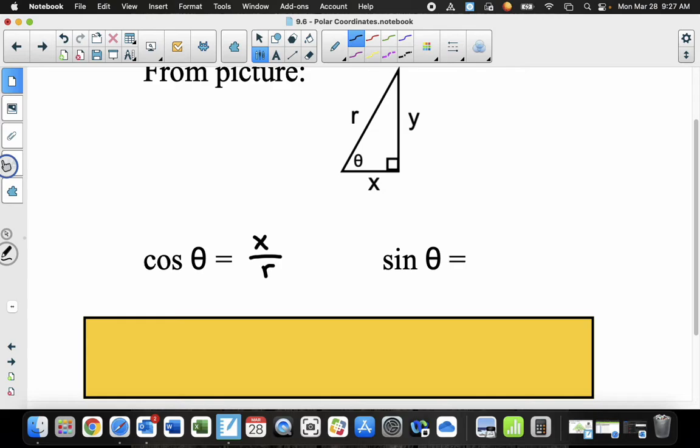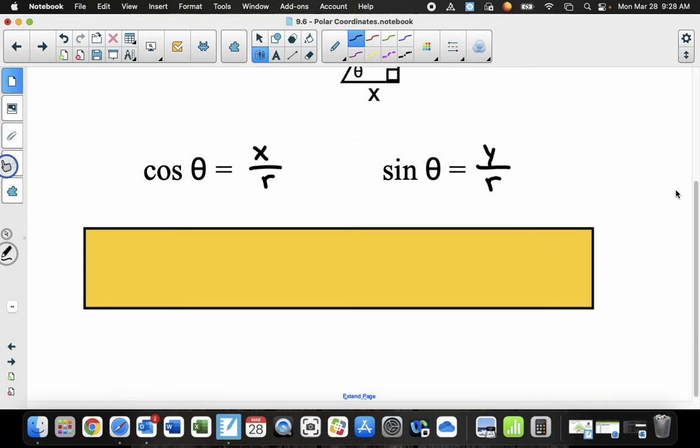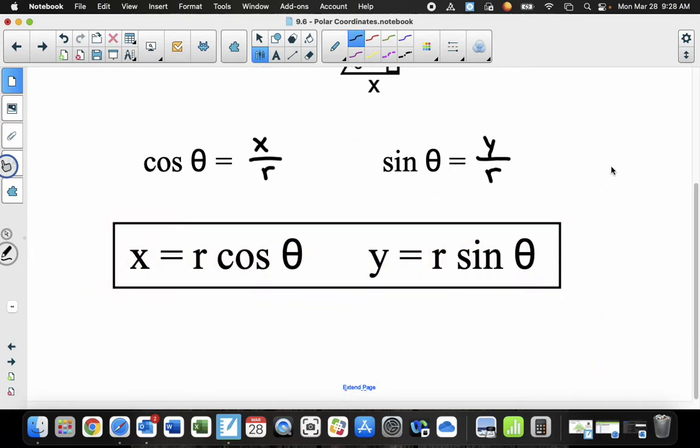What about the sine of theta? It's y over r. And so ultimately, remember, we're trying to get back to x and y, which means here's where it's coming from. If you just solve that equation, multiply both sides by r to get x by itself, that means x is really just r times the cosine of theta. The y-coordinate is really just r times the sine of theta.